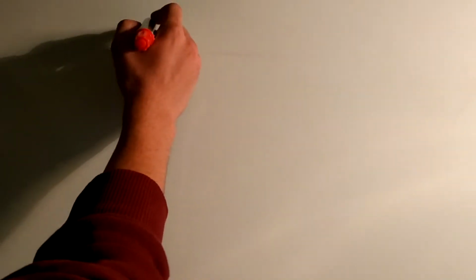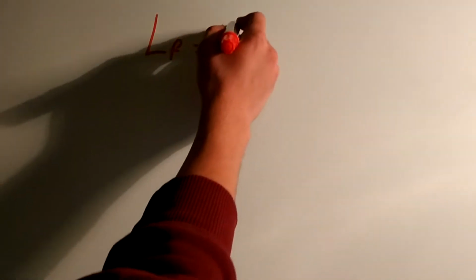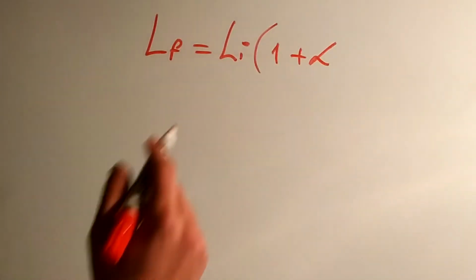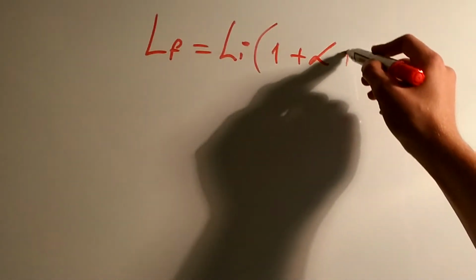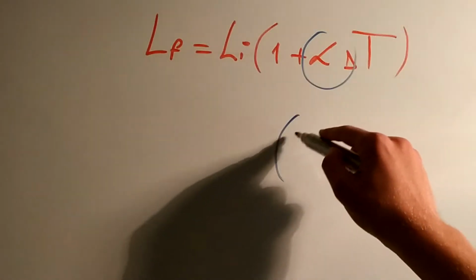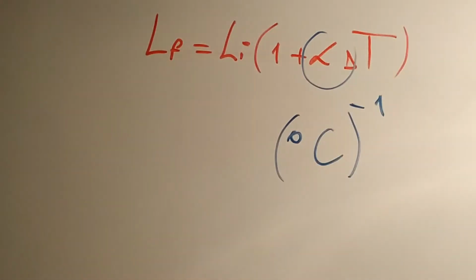So linear expansion only occurs in solids, and that can be written in the formula as L_f, the final length, is equal to the initial length times, in brackets, 1 plus the coefficient of thermal expansion times the change in temperature. The change in temperature is in degrees Celsius or in Kelvin, but that's not important since a change in temperature in Kelvin or in degrees Celsius will be equal. Now the coefficient of thermal expansion, its unit is degrees Celsius to the power of -1.